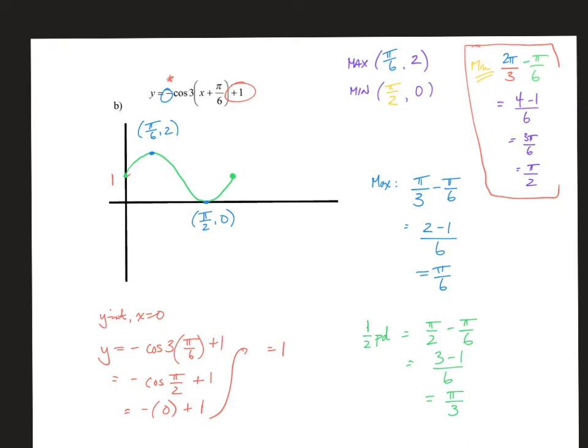And so if I do a quick check using my best friend, that my period is equal to 2 pi divided by k, then it's 2 pi divided by 3. Yep, 1/3 is half of 2/3. I feel really confident in my sketch. Okay, I really don't think we've missed anything major as we go.